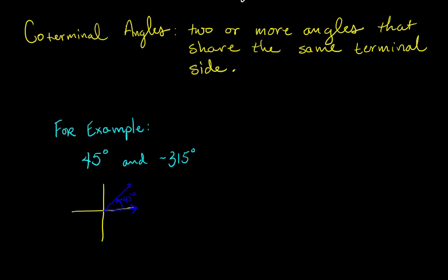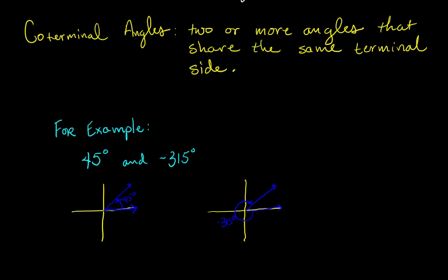Now, negative 315 degrees is not the same angle, because obviously it has a different value, but let's draw it in standard position. We have our initial side, and negative 315 means we go in the opposite direction. All the way around is 360, so it's going to stop 45 degrees short of 360, and it's going to end in the same spot, and that would be negative 315 degrees.